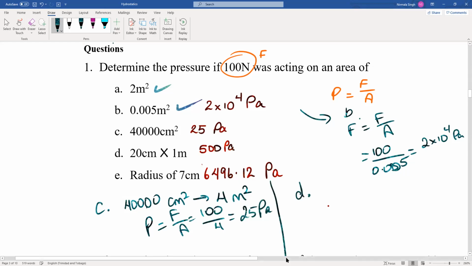D, I have to work out the area of my shape. So 20 centimeters by 1 meter will be the dimensions of a rectangle.